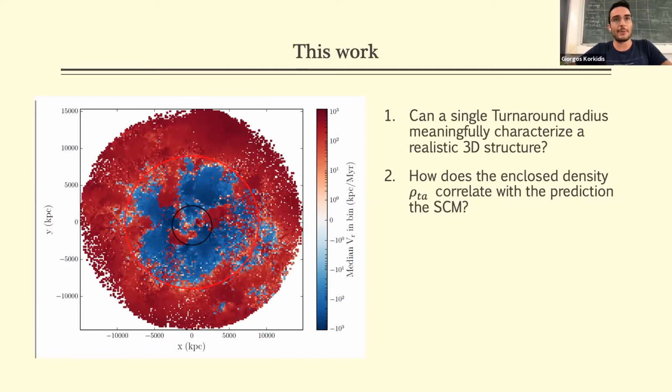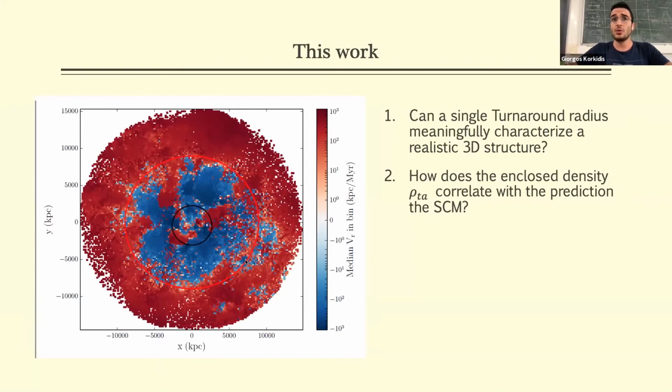Now, the second question is how does the enclosed density, the turnaround density from simulations, correlate with the prediction of the spherical collapse model? By the way, in this figure on the left, we see a projection of a galaxy cluster in the XY plane, with different colors standing for the median radial velocity in each bin. Blue hues stand for inflow of matter, whereas red hues stand for outflow of matter. And we can already see the point that we made previously, that on average, the radial velocities at the turnaround radius, which is depicted with the red circle, are almost zero.